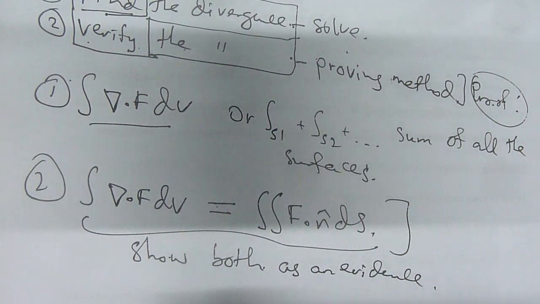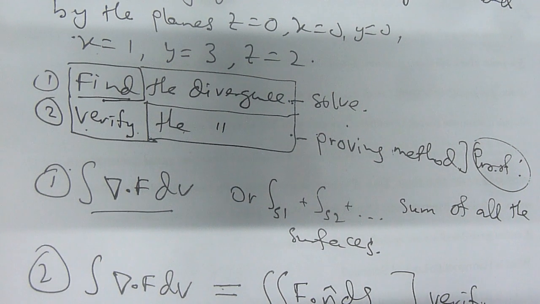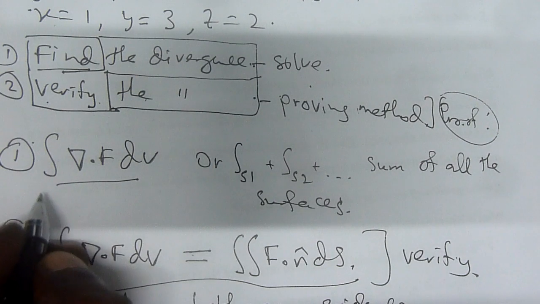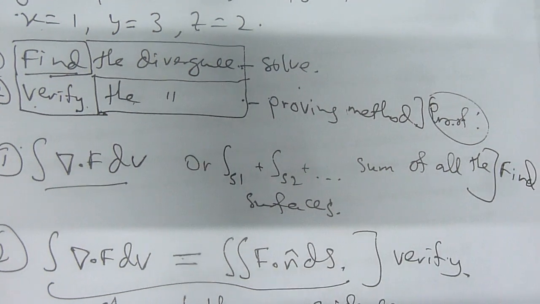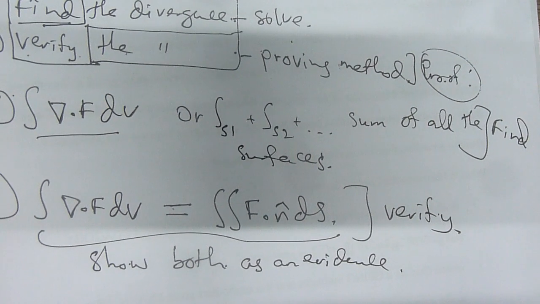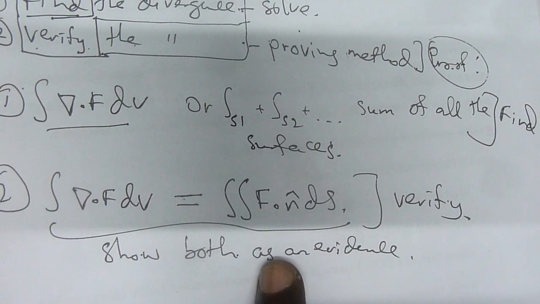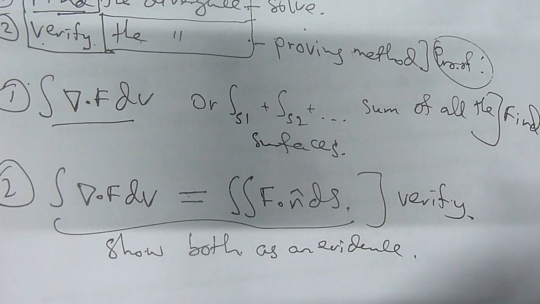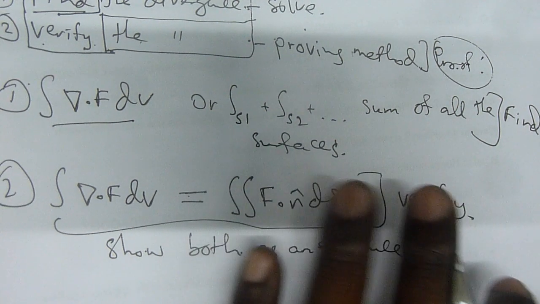The approach depends on the question. If this is a verify question, you prove both sides. This one is just to find. If the question is find, the most important thing is just to solve. Here you need to verify; there, just to find. Similarly, it works for Gauss's theorem and Stokes' theorem that you are going to learn later.